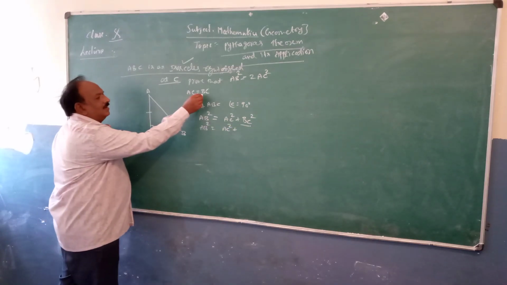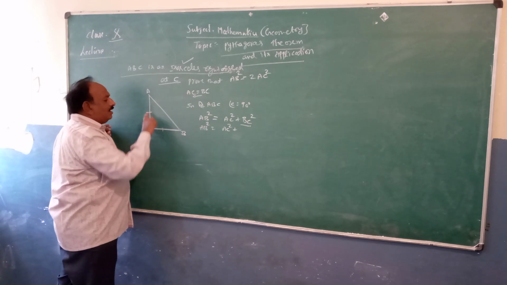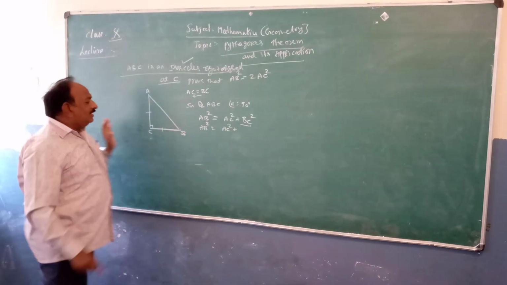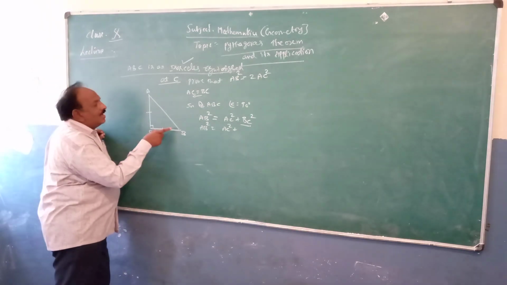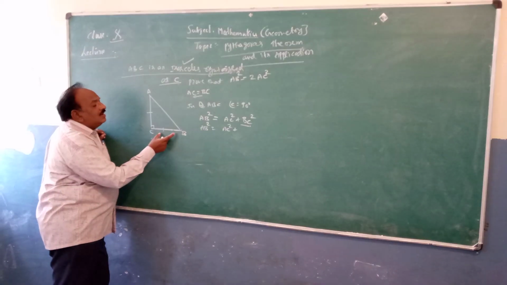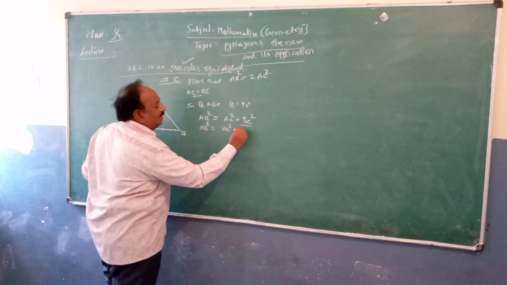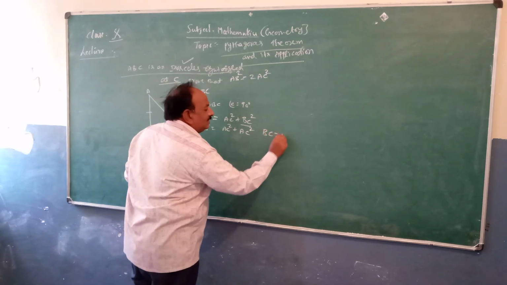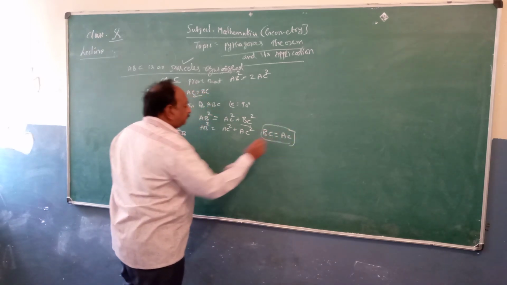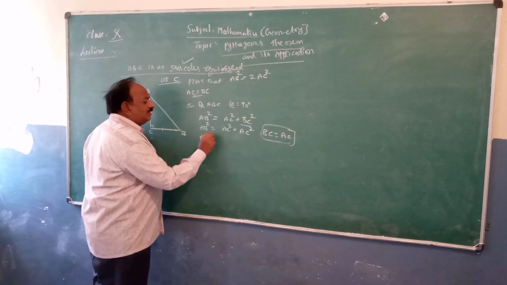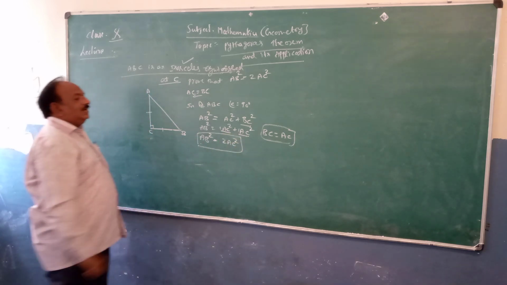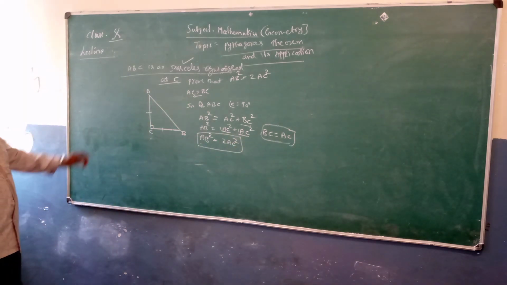What is BC? BC is equal to AC because it is an isosceles right angle. Isosceles means two sides are equal. Substitute BC is equal to AC in the place of BC. AB squared is equal to AC square plus AC square, that is equal to 2AC square. We have proved this problem.